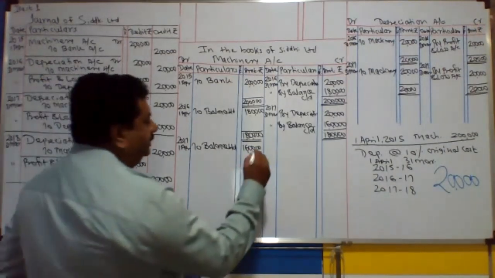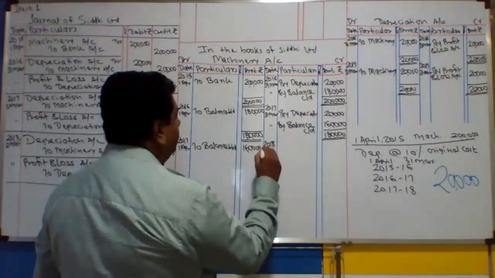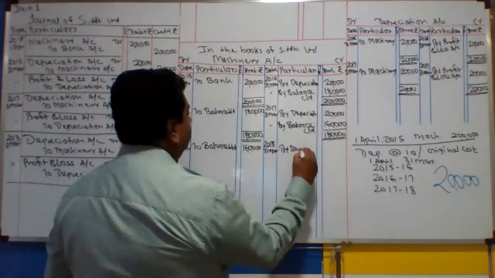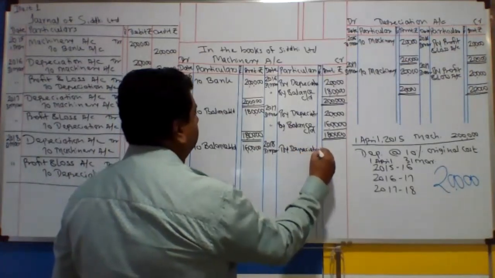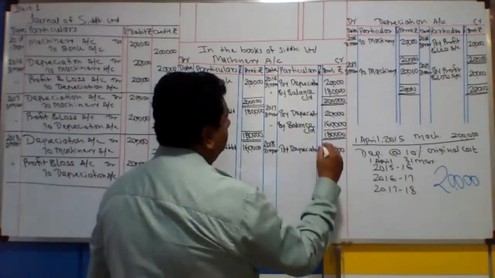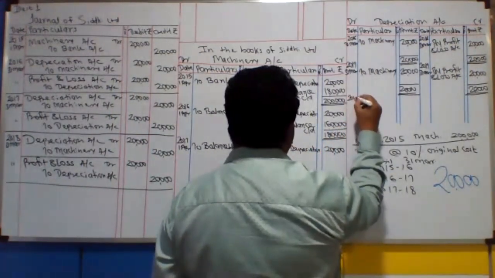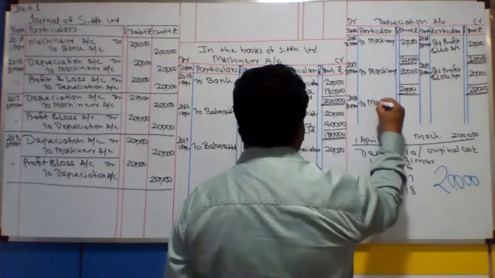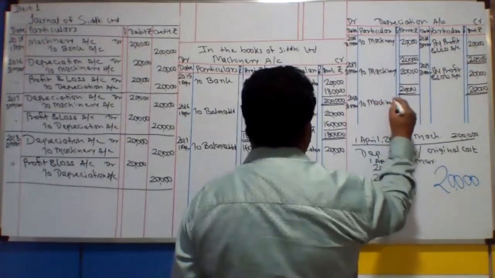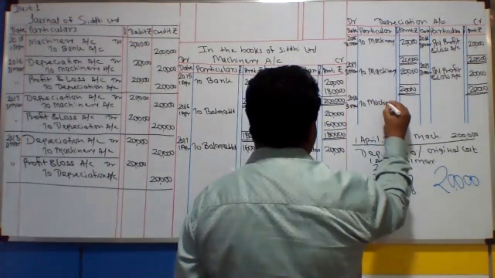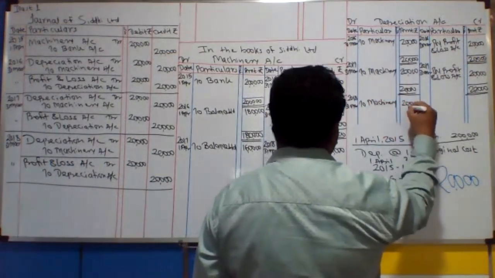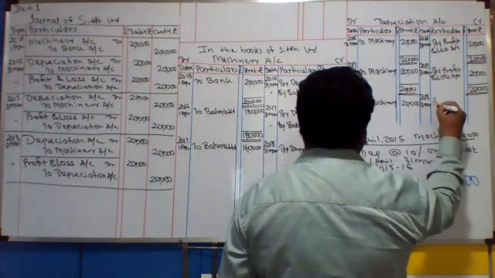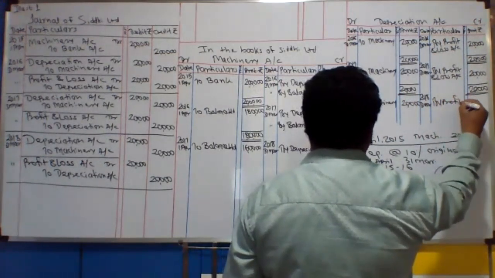Sir, ऐसे posting करा था. 2018, 31st March. By depreciation 20,000. In the depreciation account you write as a to machinery 20,000, and to be transferred to profit and loss account. So write as a by profit and loss account.